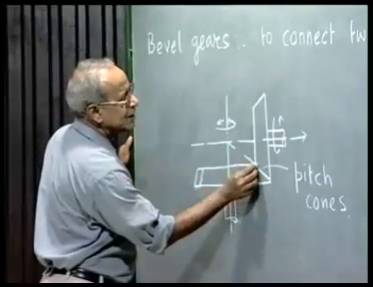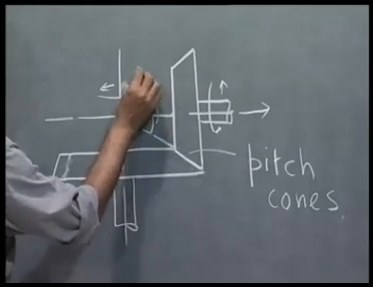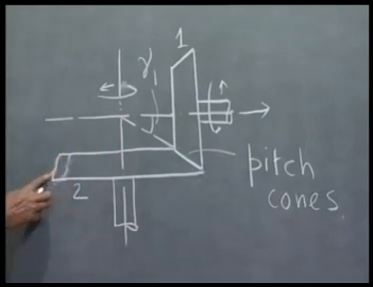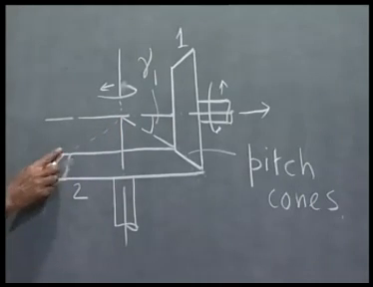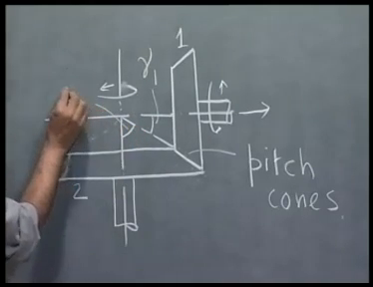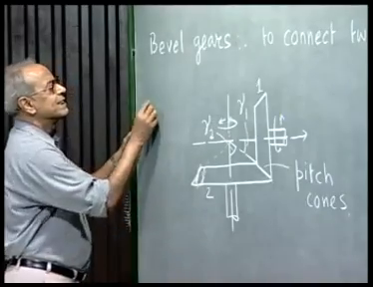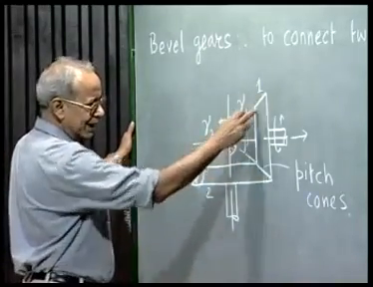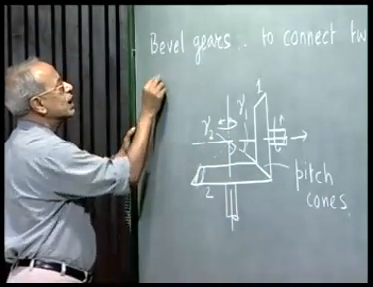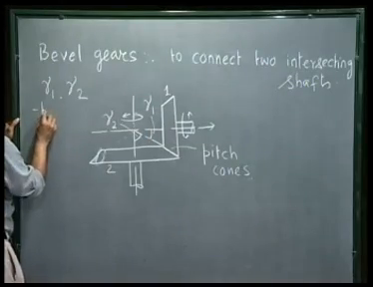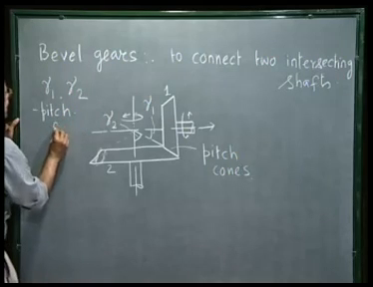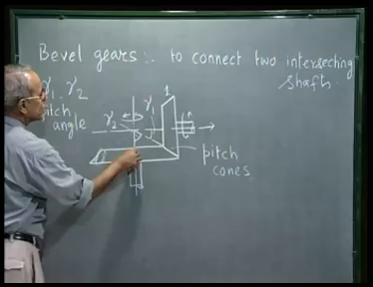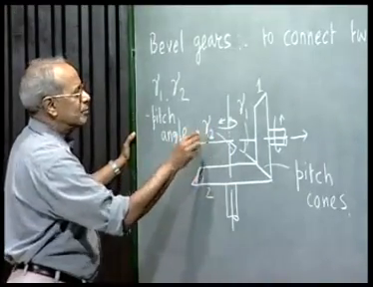And the semi-vertex angle of these cones, say this is gear 1, this is gear 2, the semi-vertex angle of these cones are called pitch angles. Instead of pitch cylinder we have pitch cones, and instead of pitch circle radius, because there is no constant radius here, we define these pitch cones by their semi-vertex angle. So gamma 1 and gamma 2 are called pitch angles or cone angles. And the shaft angle, that is the angle between these two shafts connected by these two gears, is clearly seen to be gamma 1 plus gamma 2.